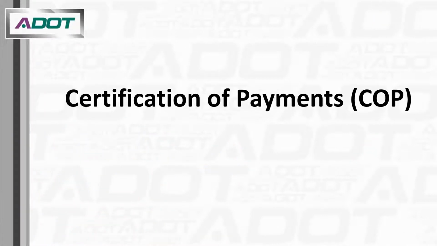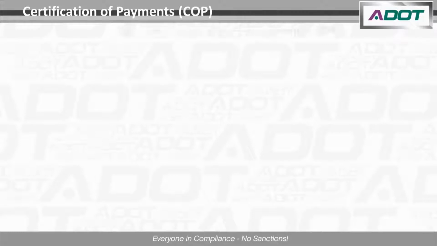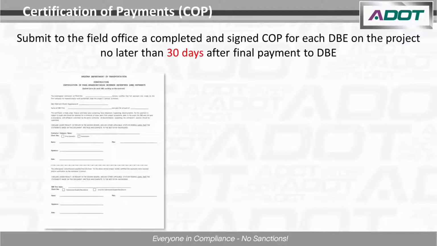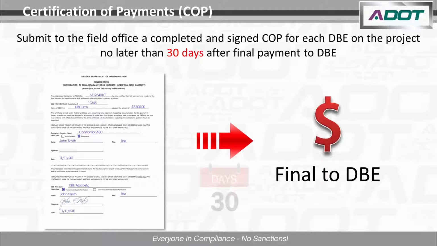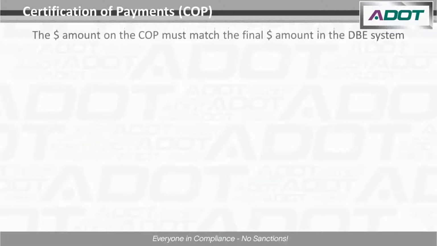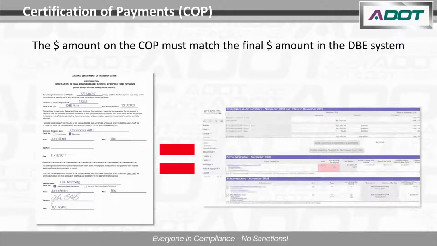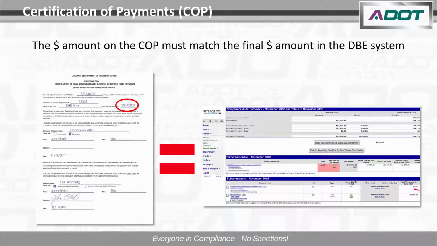Certification of payments, also known as COPs, must be submitted for all DBEs on a project. The contractor must submit a COP within 30 days of final payment for each DBE working on the project. The COPs are submitted to the field office. If you want your COPs approved, and we all do, be sure to verify that the dollar amount on the COP matches the dollar amount in the ADOT DBE system.